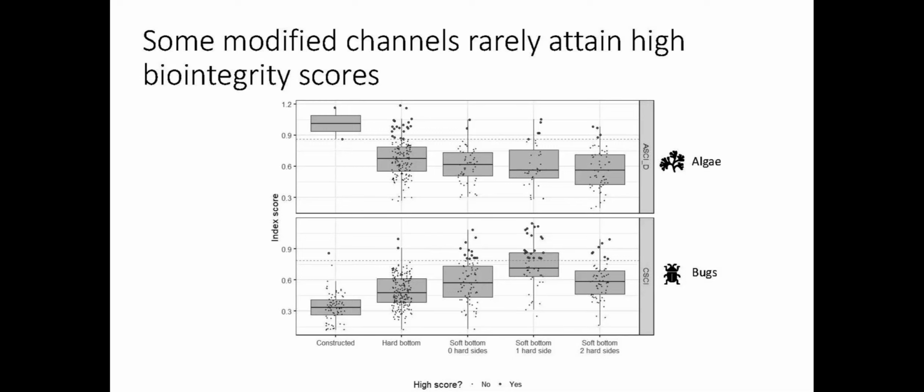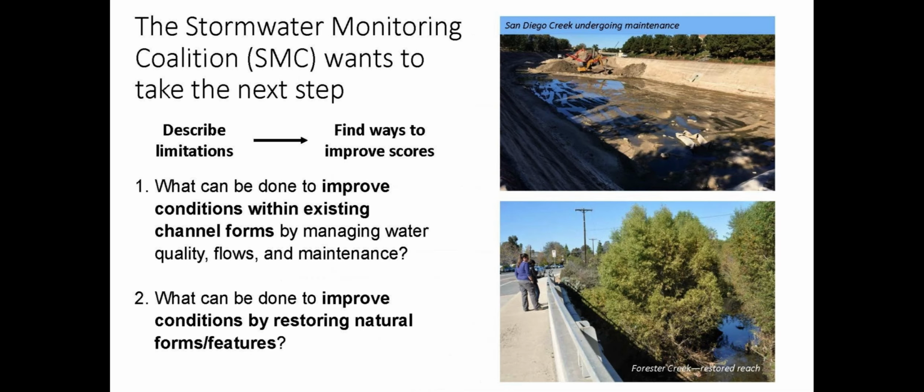So we've done a lot of work focusing on how limited these systems are and how bad they look. We were frustrated with that because we want to see what else we can do, beyond that, to start improving the scores. And so the SMC has funded a new project that is really trying to identify some actionable things we can do that will lead to better conditions in these systems.